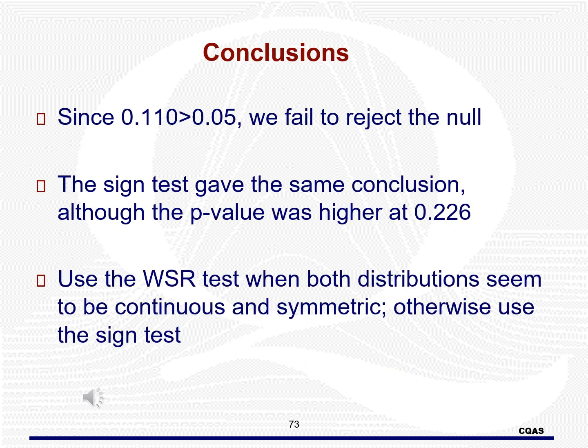Let's draw conclusions. Since 0.110 is greater than 0.05, we fail to reject the null. The sign test gave the same conclusion, although the p-value was higher at 0.226. Use the WSR test when both distributions seem to be continuous and symmetric, otherwise use the sign test.